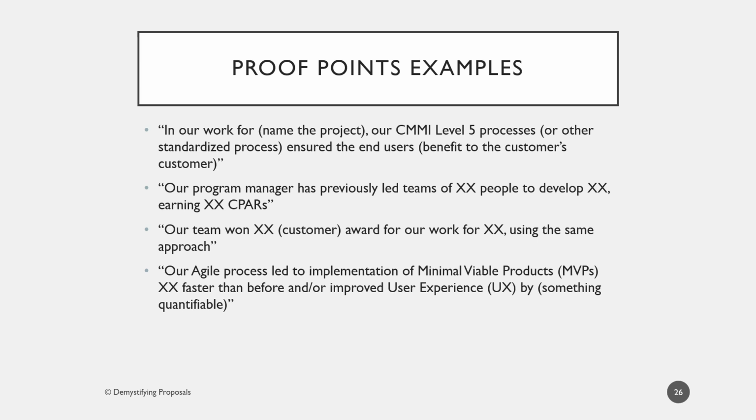Here are some examples of proof points. In our work for Name the Project, our CMMI Level 5 processes assured the end users, and then a benefit, right? Or you can use a different standardized process. Maybe you have ISO 9001 and you have a standardized QA process. And maybe that is what you use to make the information compelling. Or, our programmer has previously led teams of XX people to develop XX, earning XX CPARS, right?